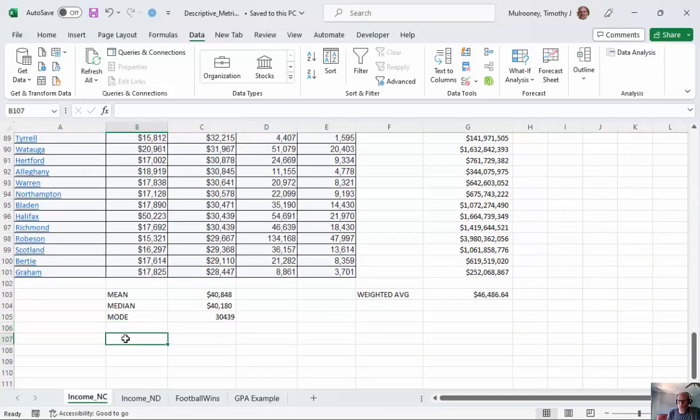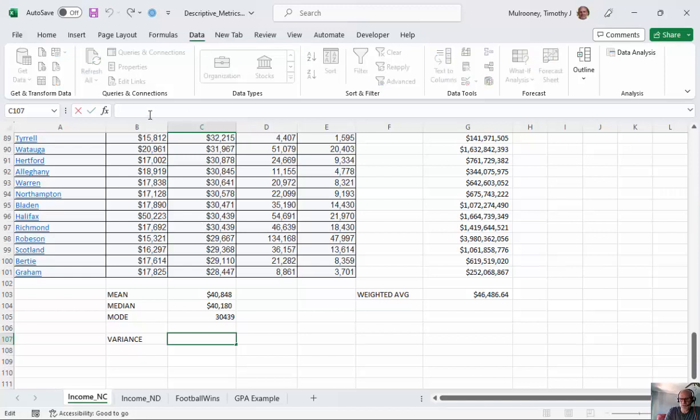So like we did before, I'm going to type in the word variance. And so to calculate the variance, it's just going to be the value, whatever the value is going to be, minus the mean, and then we square it and then add it all up. Okay. So in essence here we've got the mean. So for this one it's going to be 28,447 minus the mean. We square and then we add it up to whatever it is for Bertie and Scotland and Richmond and Halifax and all these other things here.